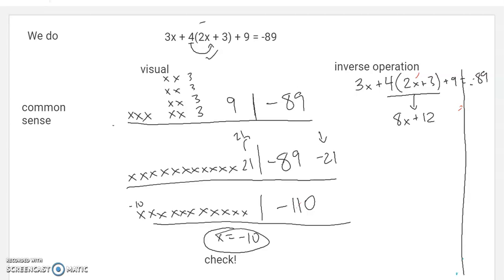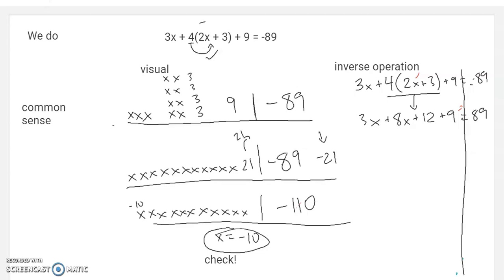It's just another way to write that. I'm not really even changing the equation. I'm just writing that part in the middle another way. And you'll notice we had 8x plus 12 over here too. So nothing new there. And then rewrite everything back in. 3x plus that plus 9 is 89.